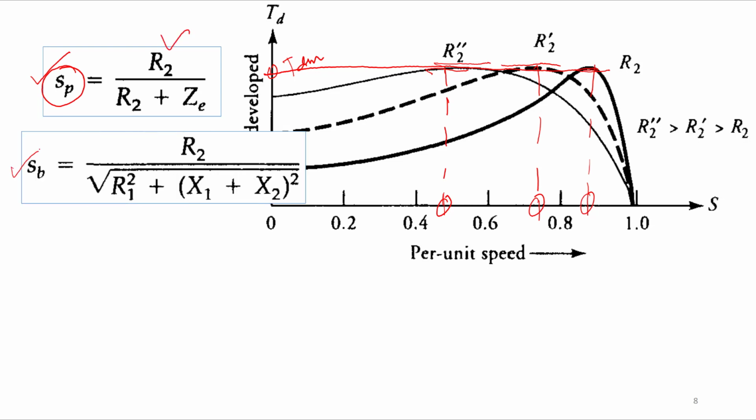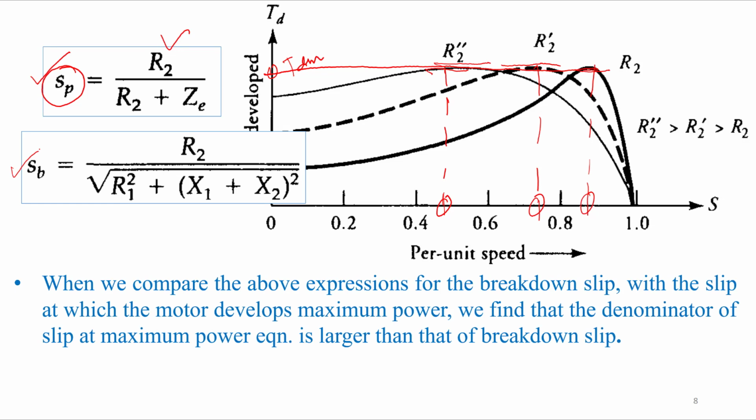And we know the slip at which the maximum power occurs, that is R2 by R2 plus jX, and SB is this, right? So from these two expressions, if we compare SP and SB, SP is the slip at which we get the maximum power, and SB is the slip at which we get the breakdown torque or the maximum torque, right? If we compare these two expressions, we see SP has a larger value in the denominator side, right?